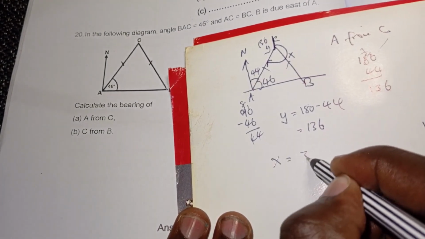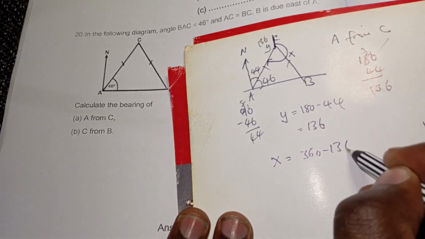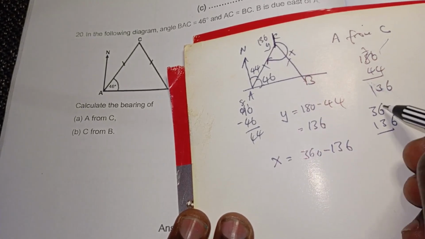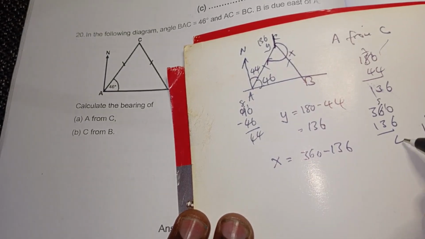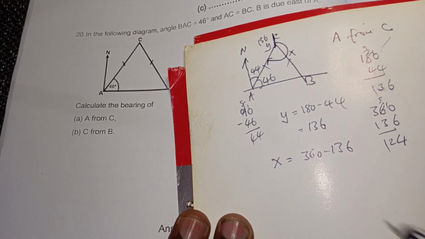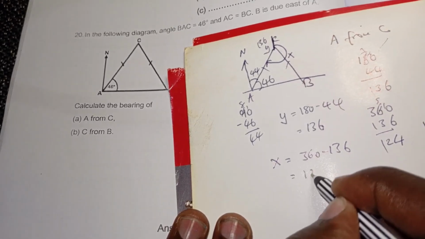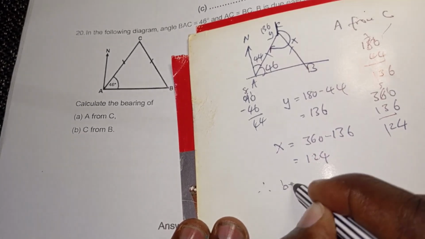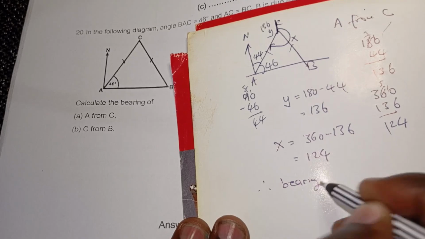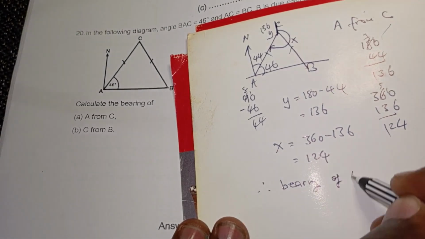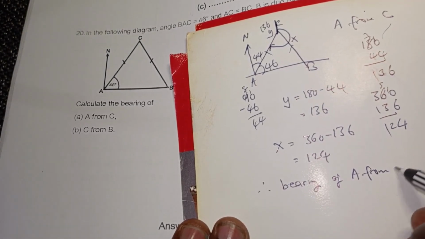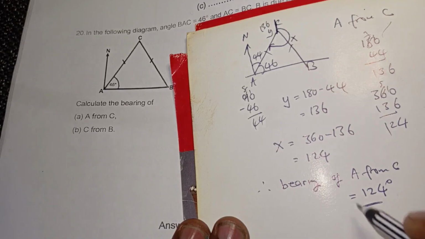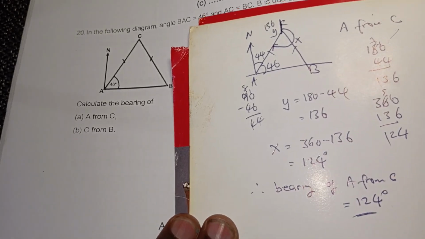So if this one is 136, now to find x, we are going to say 360 minus 136. So 360 minus 136 is 124. So we're going to say therefore the bearing of A from C is equal to 124 degrees.